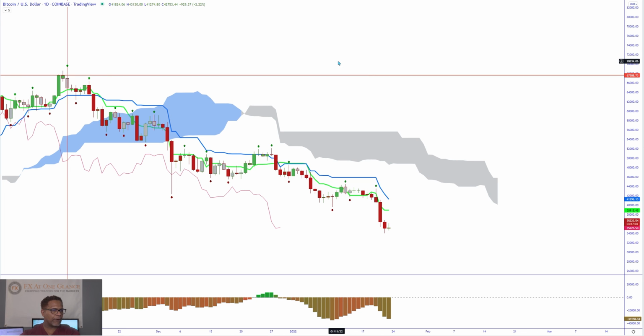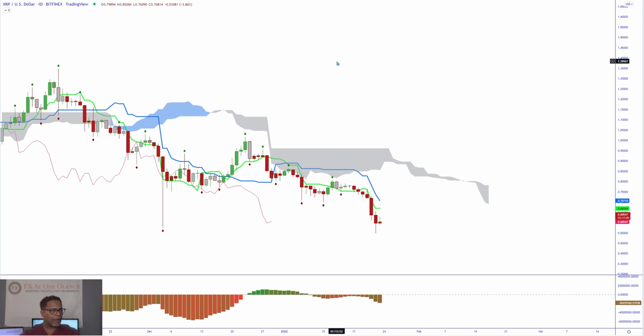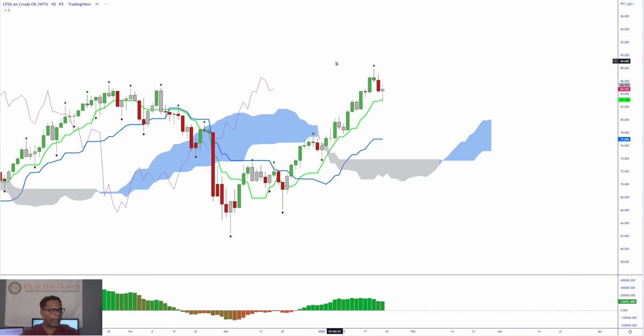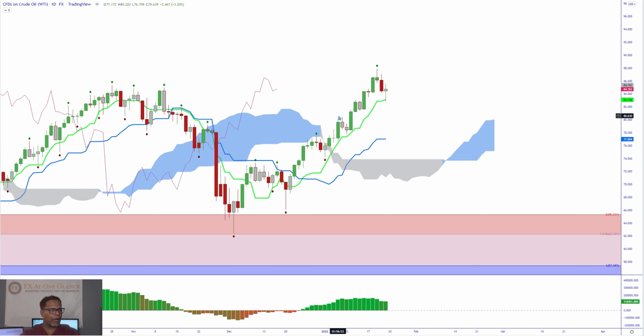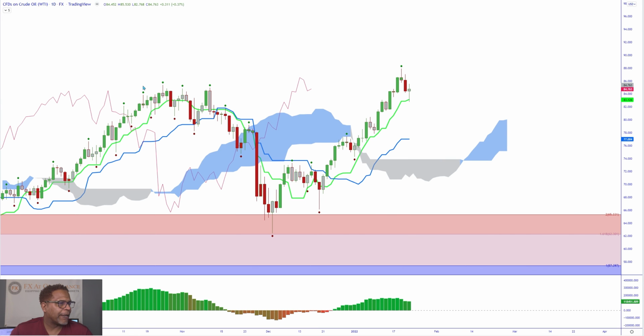BTC USD, I'm not going to cover. I covered that yesterday, and I covered XRP yesterday. So let's go oil, and we'll go oil, gold, and silver, and we're done. So we're flat here. This is a flat level here. All right, we thought we might see some resistance here.